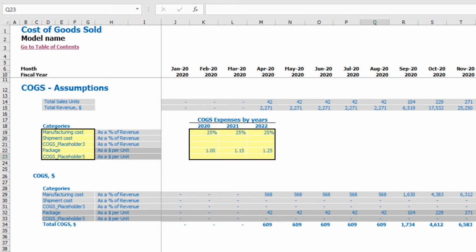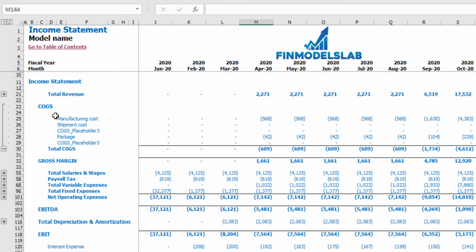As a summary, you may see in the income statement under the COGS section your COGS components broken down by line items and broken down by months.